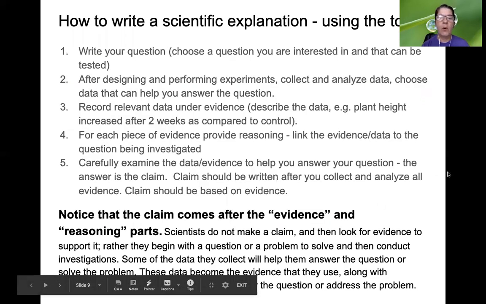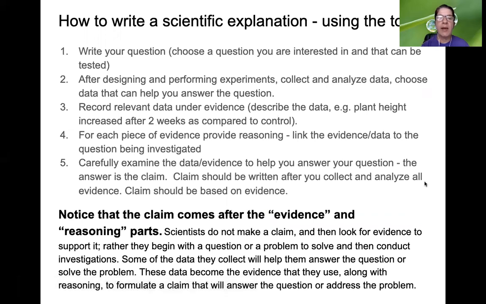Okay, so I really want you to pay attention to the fact that claim comes after the evidence and the reasoning parts. Why is that important? Because scientists do not make claims and then look for evidence to support their claims. Scientists form hypotheses, which are possible answers to the questions they're trying to answer, and then design experiments to test these hypotheses. But a claim really is a statement of fact, and it is based on evidence, which means a claim is made after the experiments have been performed, after evidence has been collected, after evidence has been deemed sufficient and strong to support that claim.